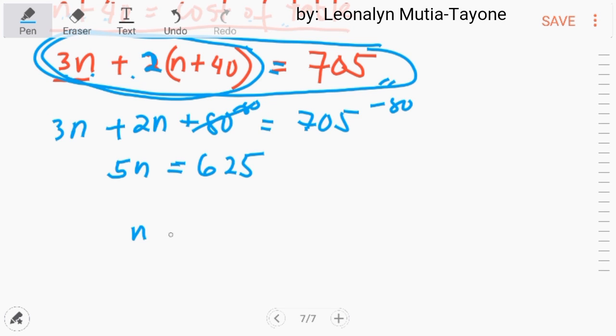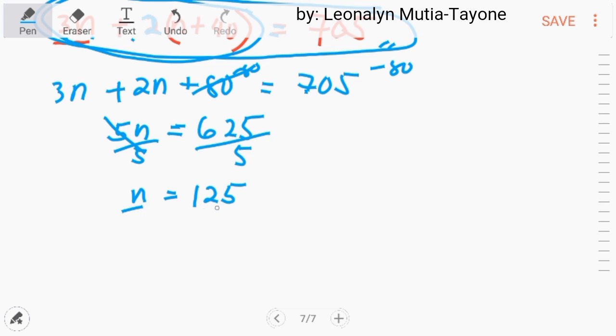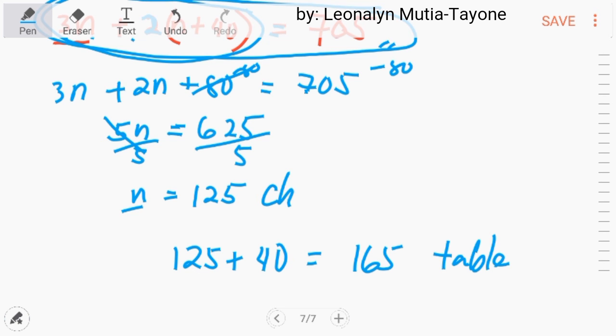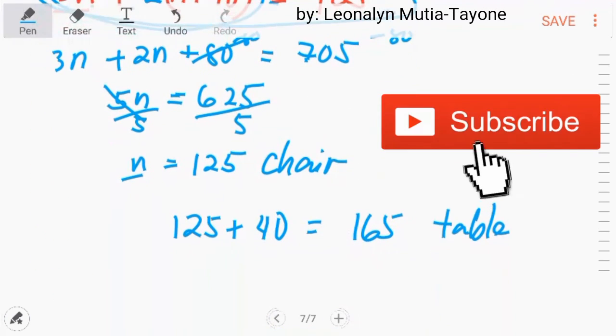Tapos, i-isolate na naman ulit natin si N dito. So, that means, mag-divide tayo ng 5 sa both sides. 625 divided by 5, and that is 125. So, si N, yung chair natin ay 125 ang cost doon. While yung isa, 125 plus 40, yung table, equals 165. Ito yung sa table at ito naman sa chair. So, find the cost of the table and the chair. 125 si chair, si table 165.